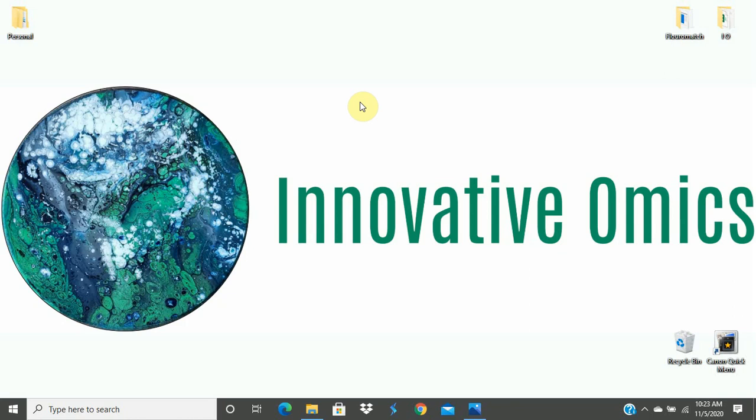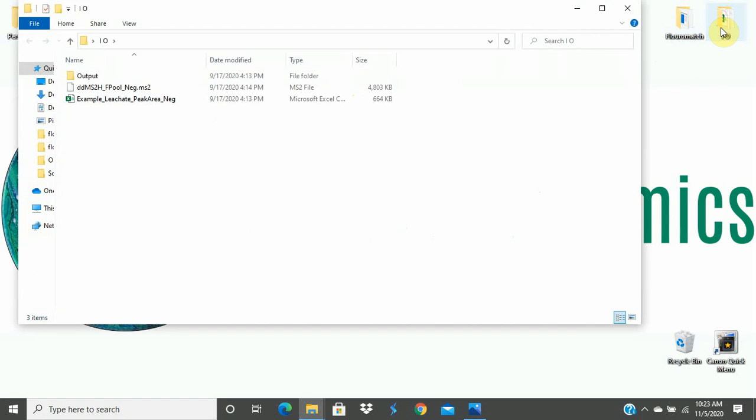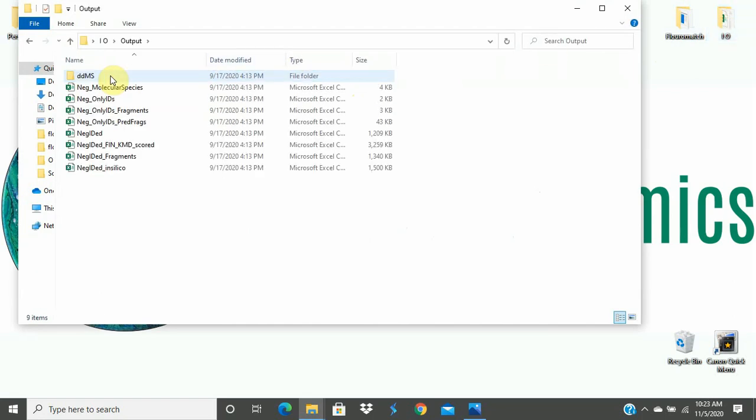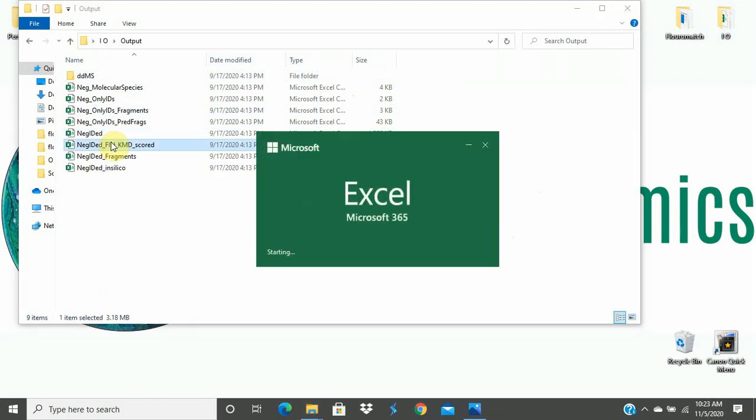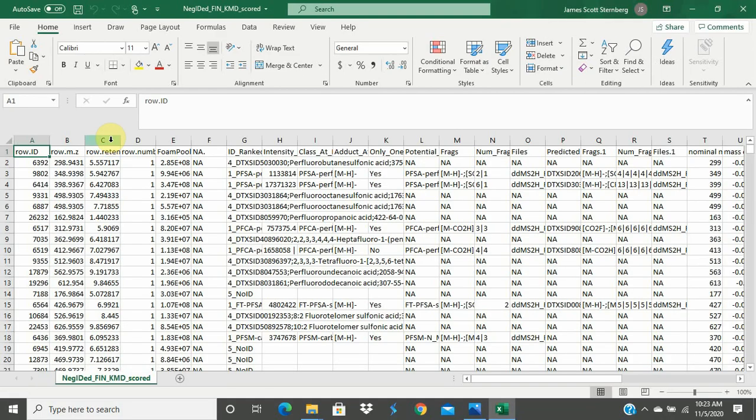To access the FluoroMatch Flow table, you will need to find your output folder. Open the output folder and find the file that has FIN in the naming. If you don't have a file with FIN in the naming, an error has occurred and you'll need to watch the troubleshooting videos to determine where the problem is in the workflow. Let's get started. I'm going to go column by column and break down the information found in this table.